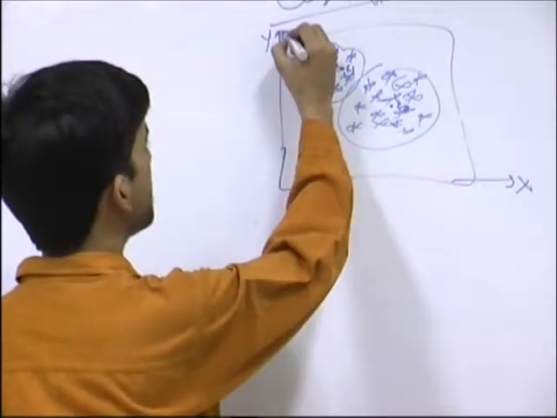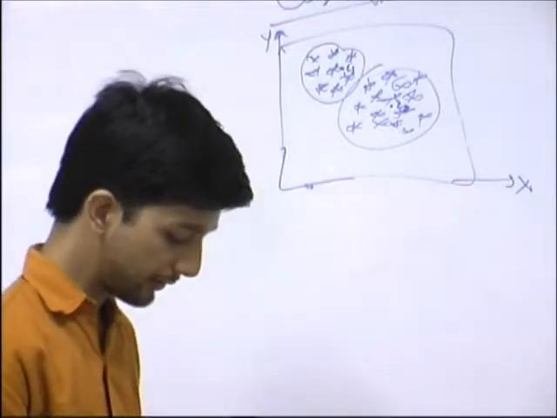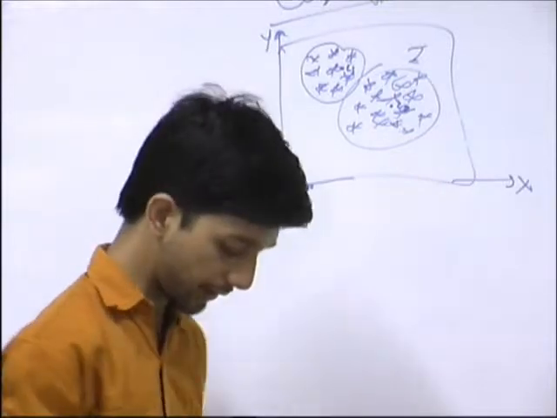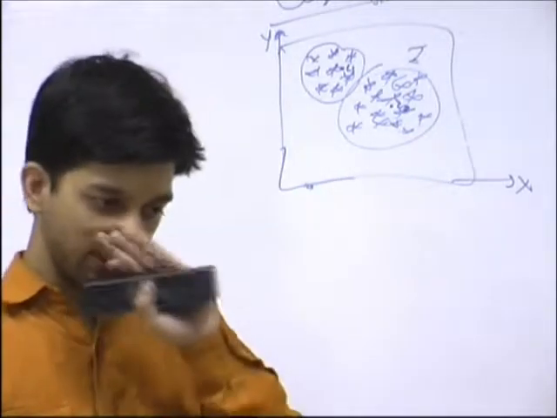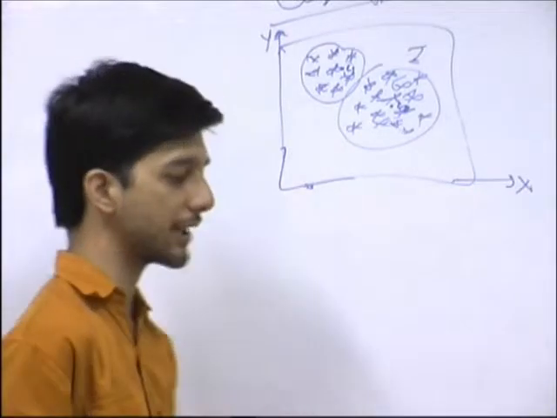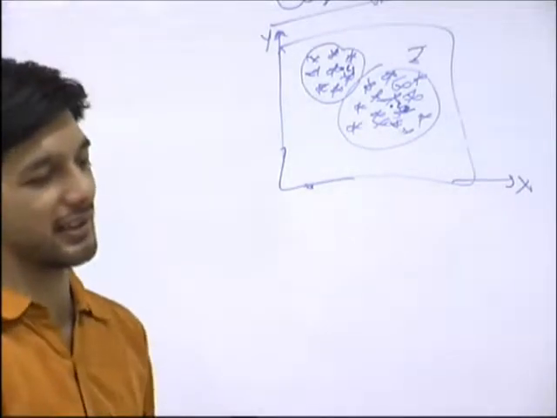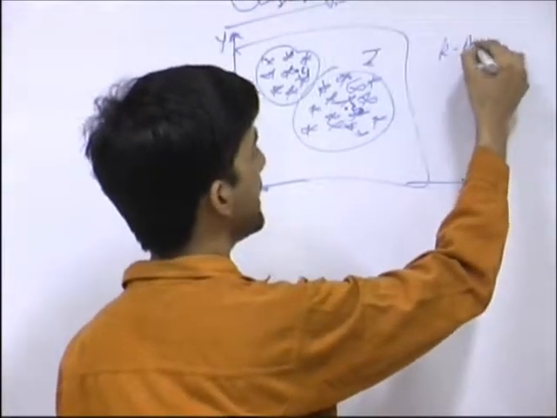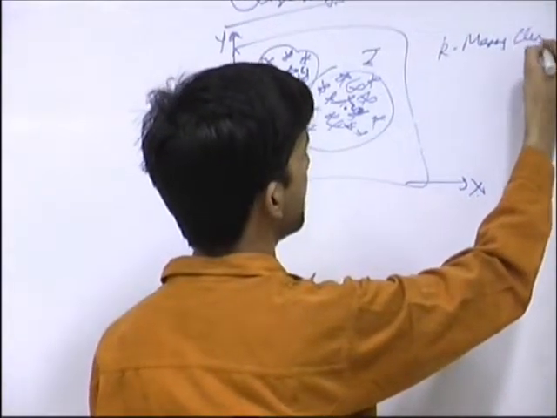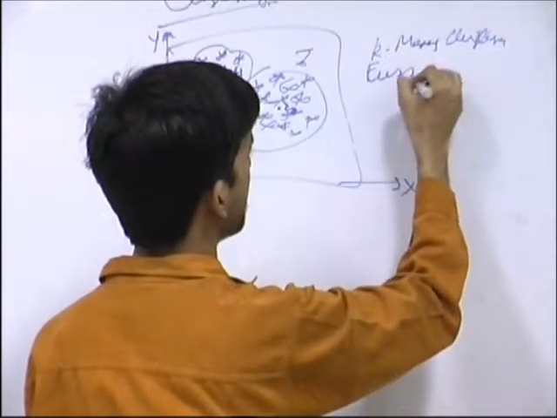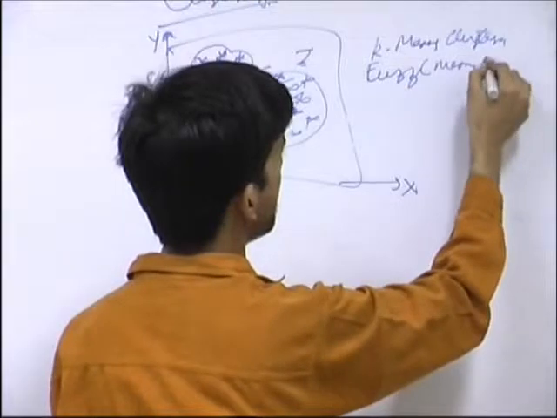For simplicity, let me take an x and a y over here. These are the inputs and these are the cluster centers over here. Now there are two algorithms that we would be blindly considering, and both of them are almost alike. One is called k-means clustering and the other is known as fuzzy c-means clustering.